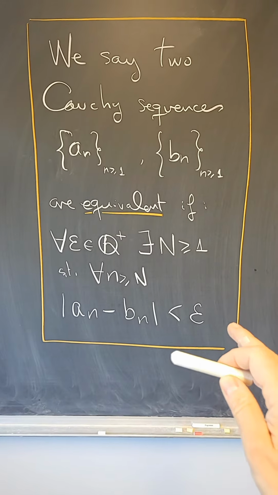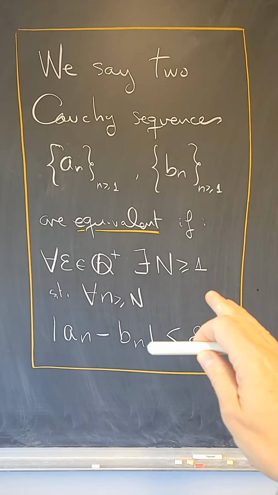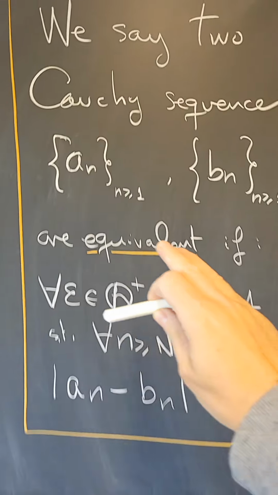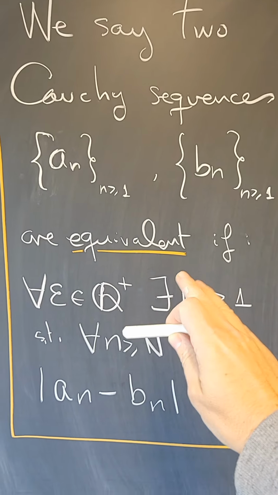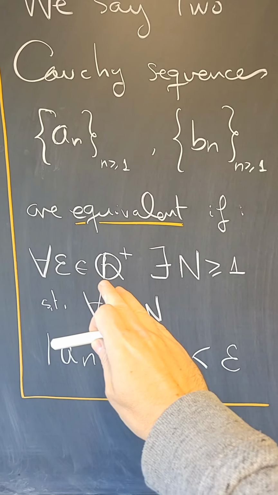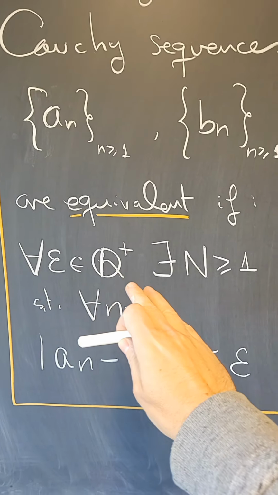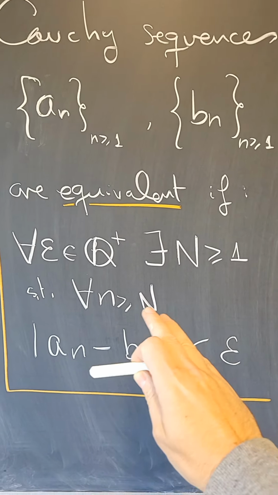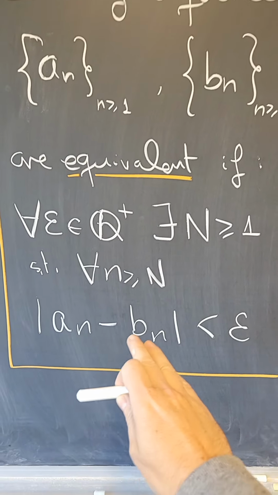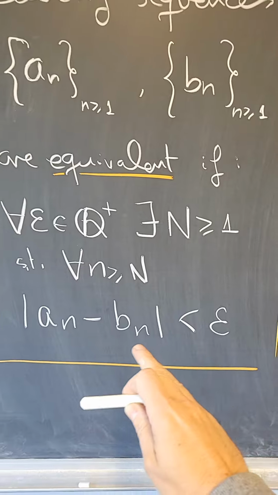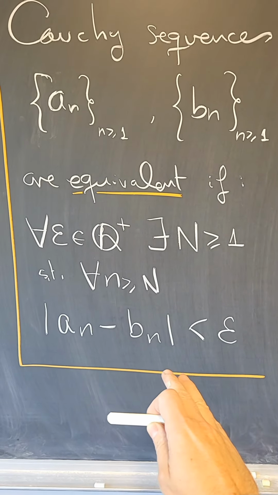First of all, here's the definition of equivalence classes of Cauchy sequences. If we have a Cauchy sequence a_n and another b_n, we say that they are equivalent if for all epsilon, a positive rational number, there is a natural number N, such that for every little n bigger than N, the difference between terms in the sequence is less than epsilon. So they are arbitrarily close together.